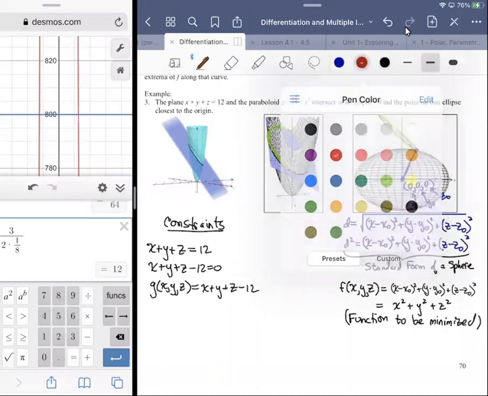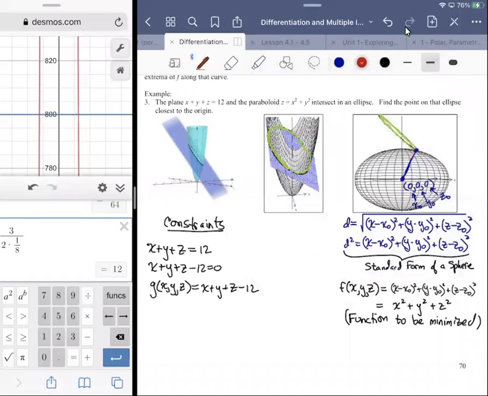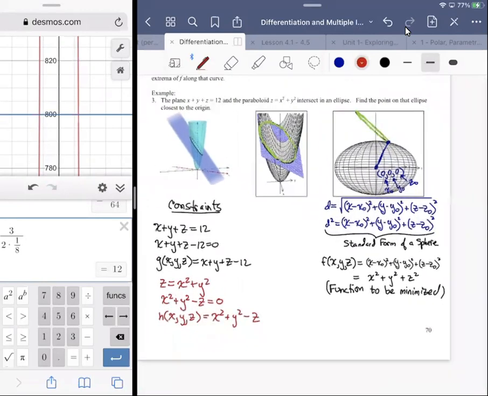And I'm going to go red for those keeping score at home. So the next constraint is the paraboloid, z equals x squared plus y squared, which I can modify to x squared plus y squared minus z equals 0, which in turn becomes h of x, y, z equals x squared plus y squared minus z. So those are my constraint functions.